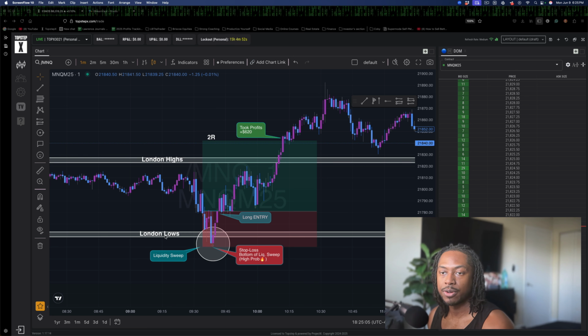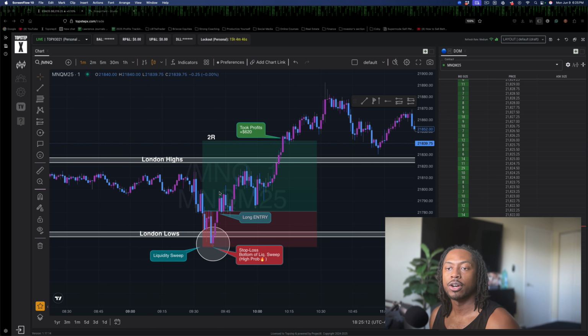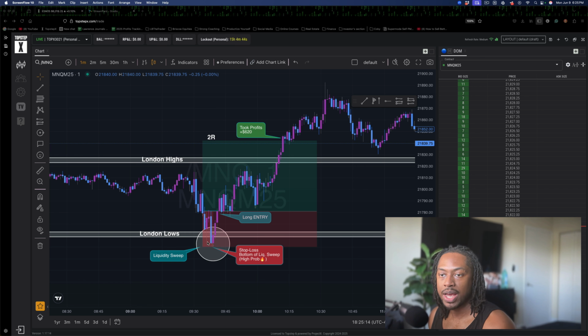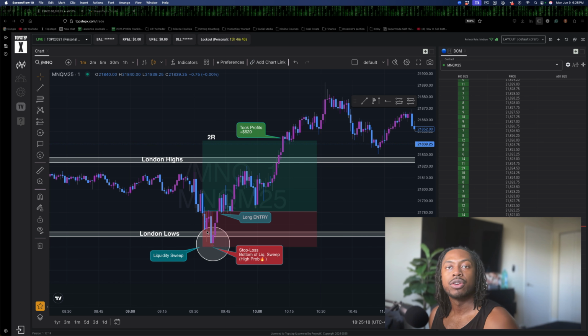So let's jump right into it. Start of the session, I'm going to mark London lows, London highs. That's where I want my liquidity sweep to occur. So you see that we broke past London lows and retraced immediately. You see this nice little wick that is confirming the liquidity sweep, but I need buying pressure and I need to wait for my entry model.